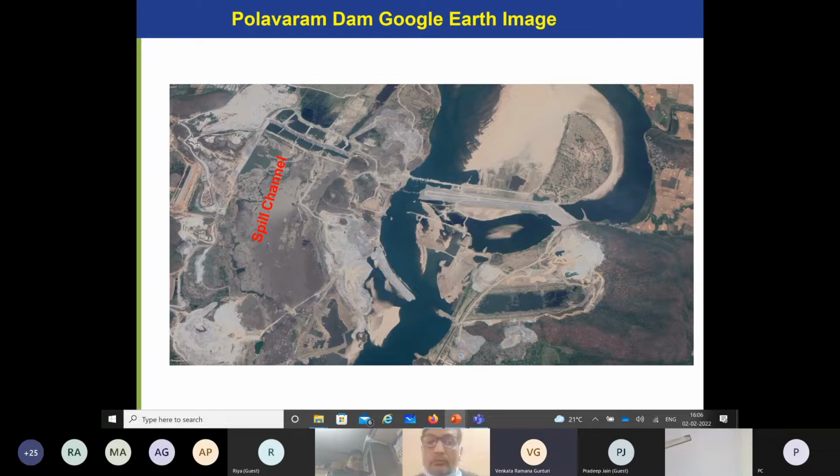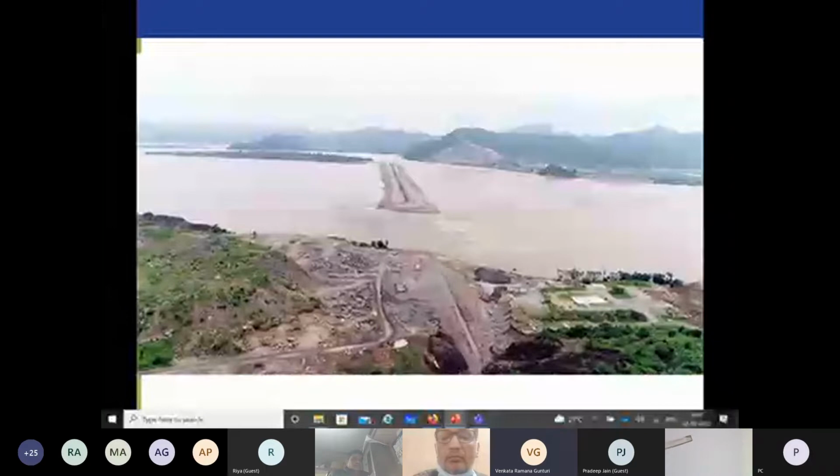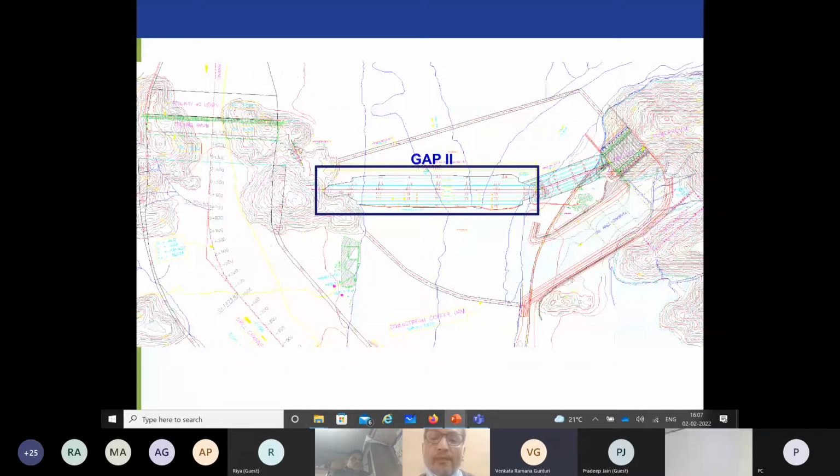Google Earth. This is what you see. Just to give you a feel, this is not the dam. This is only the coffer dam portion I am showing. And gap 2 is the longest portion of the dam, about 1.75 kilometers. So several geotechnical investigations were carried out.